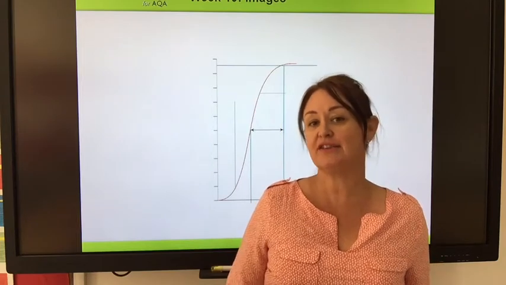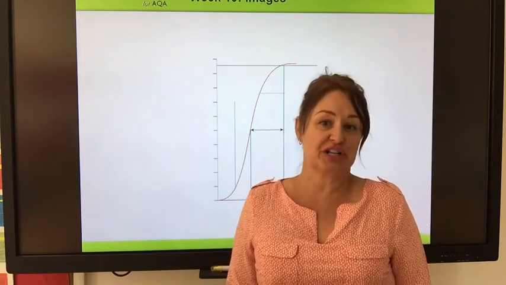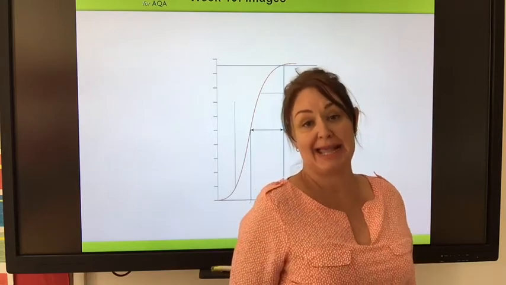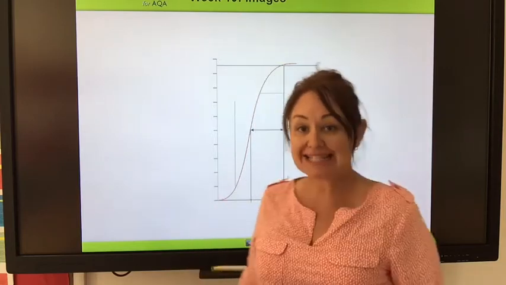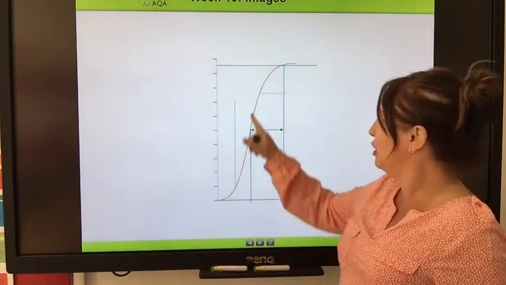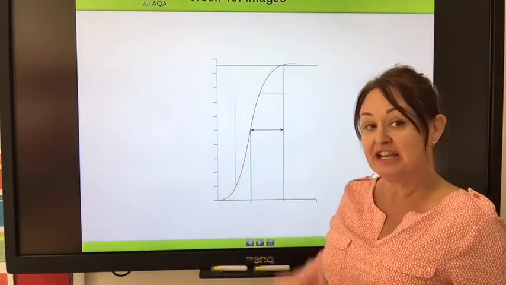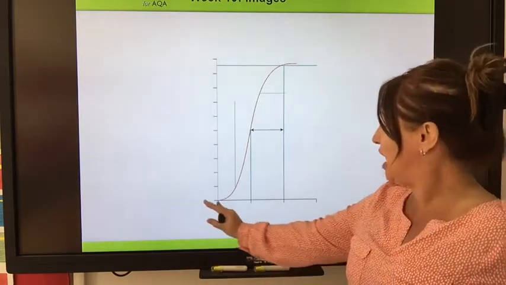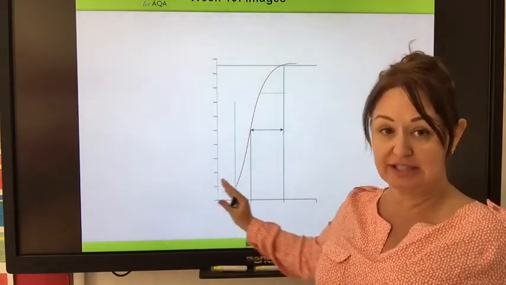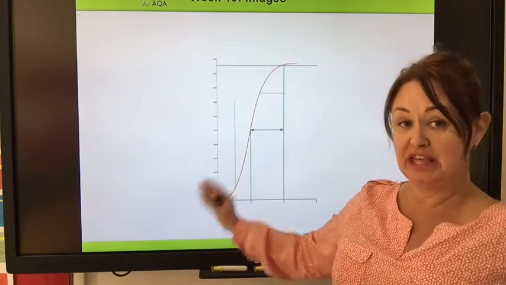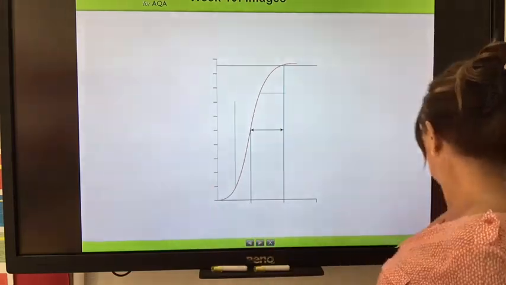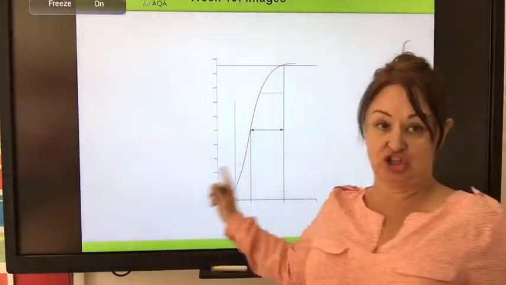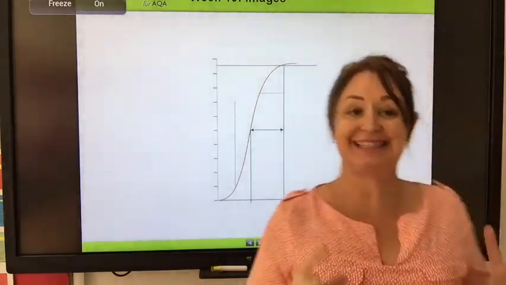We are on 7.2 and we're looking at the transport of oxygen by haemoglobin. Last lesson we looked at the shape of the curve. It's called the oxygen dissociation curve, and it shows how oxygen associates or dissociates with haemoglobin as the partial pressure of oxygen changes. And we said that this is perfect.